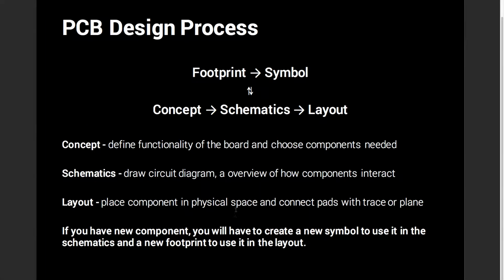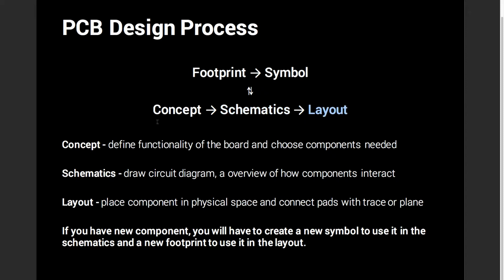So, PCB design process. What we usually do is make a footprint, which is the physical layout of a component, and attach that footprint to a symbolic representation of the chip, a symbol. We insert the symbol of the component into the schematic, such that we make a circuit that might or might not work, and then we make a layout out of that schematic.